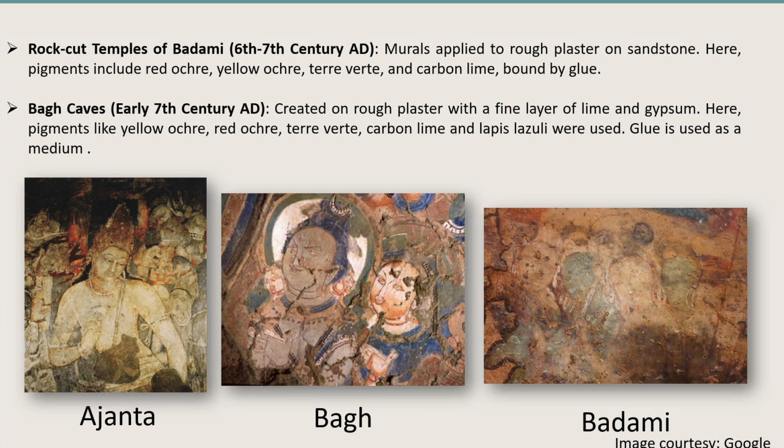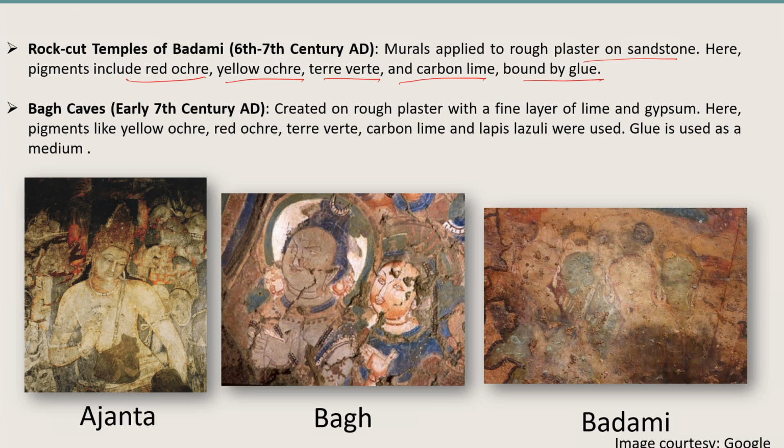Rock cut temples of Badami, 6th-7th century AD. Murals applied to rough plaster on sandstone. Here pigments include red ochre, yellow ochre, terre verte and carbon lime bound by glue.